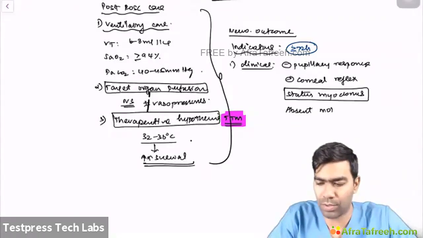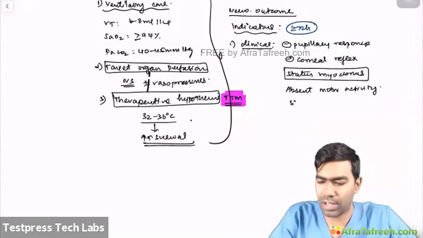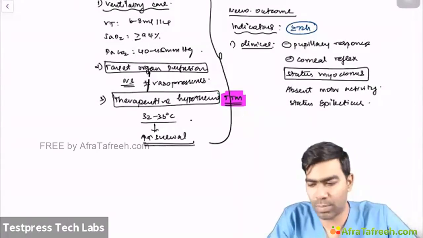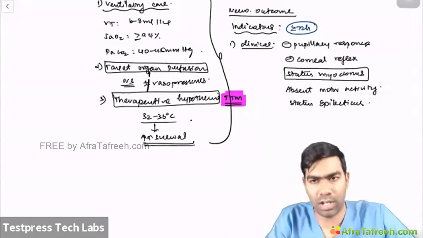So in that setting, if you call it absent motor activity, then if the patient is having intractable status epilepticus, which means the patient is throwing seizures continuously on continuous EEG monitoring. So these are some of the clinical indicators that the patient will definitely not recover.